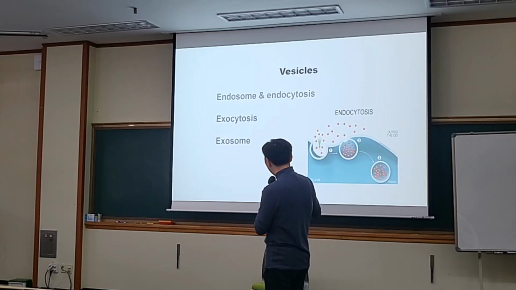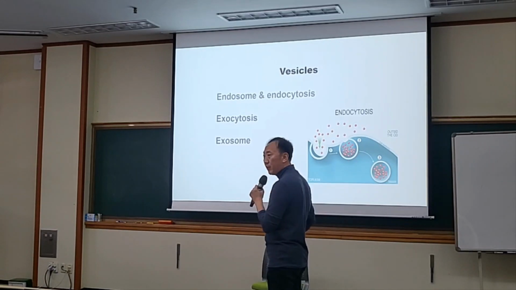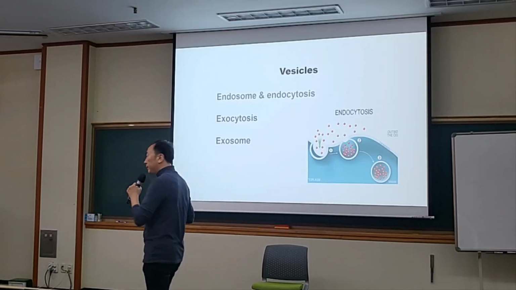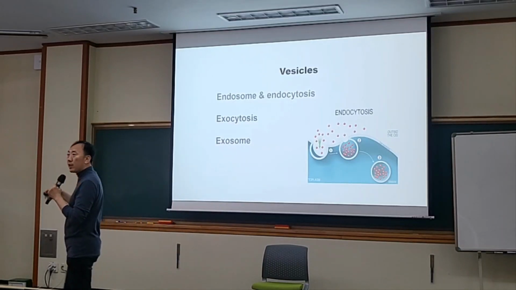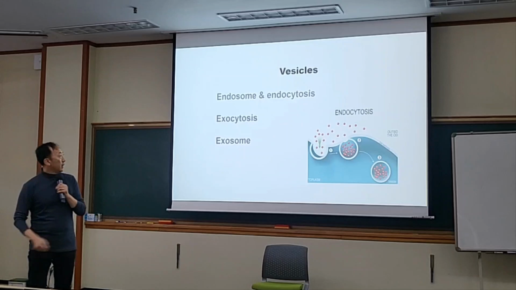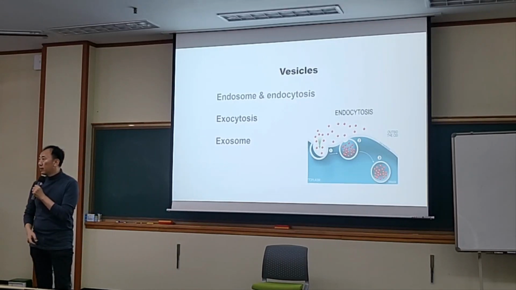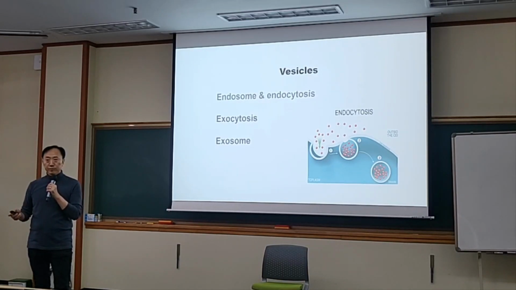It is just a fusion. If this moves to the surface, goes in and fuses, then only the inside material is released. This inside is originally similar to the outside material. It is secreted to the outside of the cell, but no extra vesicle is formed outside. So exocytosis is not the answer for the process that forms the exosome, right?